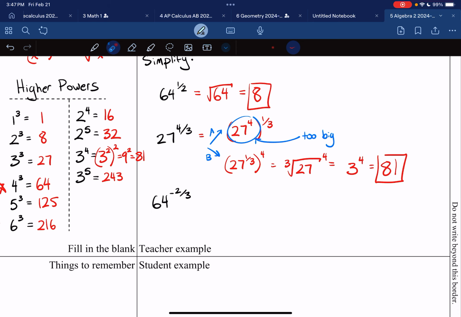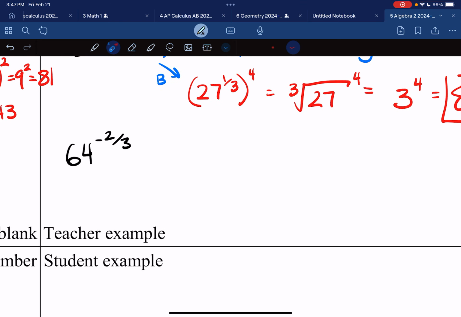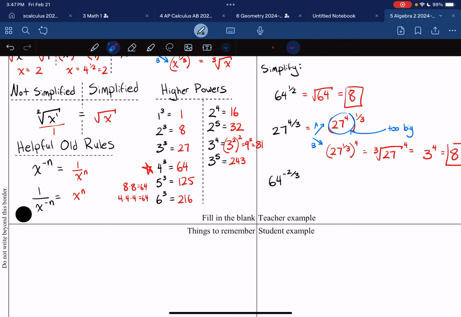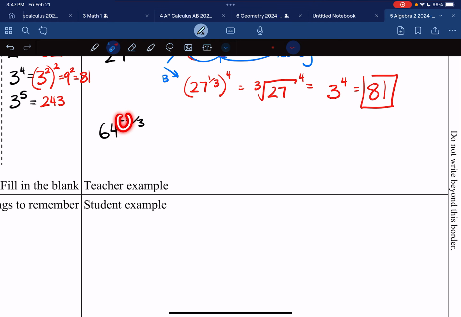Okay, we have the truly mega spicy problem of 64 to the power of negative 2/3. Negative is scary. What do? Yes, negative power, Mr. Sindel, you just flip it. Negative always means flip. So let me flip it right away and get rid of this negative because that's the scariest part of this problem. I can say that this is the same thing as 1 all over 64 to the power of now positive 2/3. Okay, negative is gone. Now I just need to worry about this fractional power.